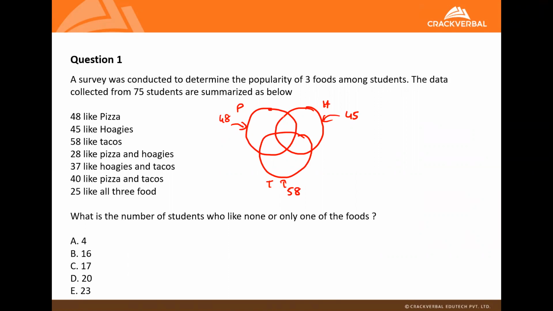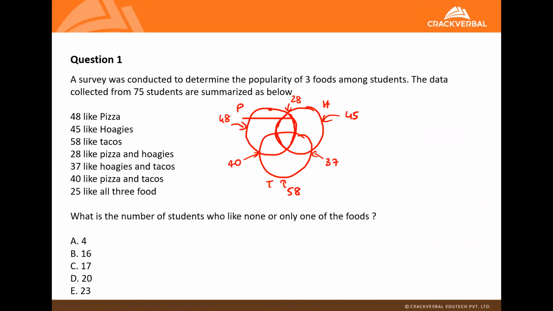28 like pizza and hoagies. So pizza and hoagies, remember, is this entire intersection, right? Don't fall for the trap of putting 28 right there. So this entire intersection is 28. 37 like hoagies and tacos. So this is 37. And finally, 40 like pizza and tacos. So this entire intersection is 40.